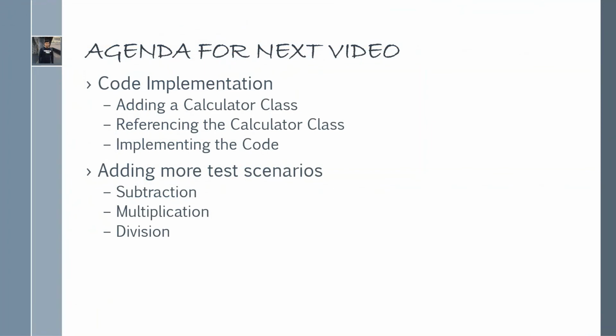So in this video, we have seen what is BDD, benefits and drawbacks of BDD, what is a feature file and step definition file, how we can add the feature file and step definition, and how we can generate the steps in the step definition file. In the next video, we will see the code implementation. So we will add a calculator class, we will reference that calculator class and implement the code. And also we will see more test scenarios like subtraction, multiplication, and division.